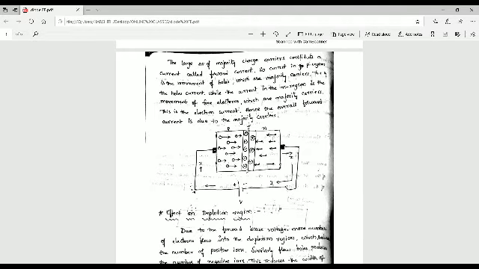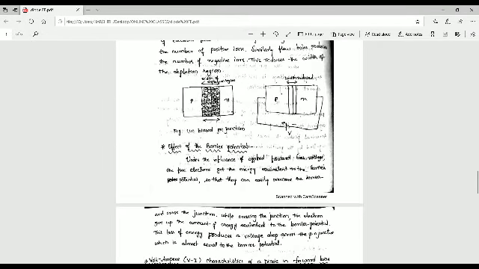And the effect on the barrier potential. Here there are more negative ions and positive ions. This is the unbiased PN junction. Once voltage is applied, the barrier potential is reduced and the width is reduced.